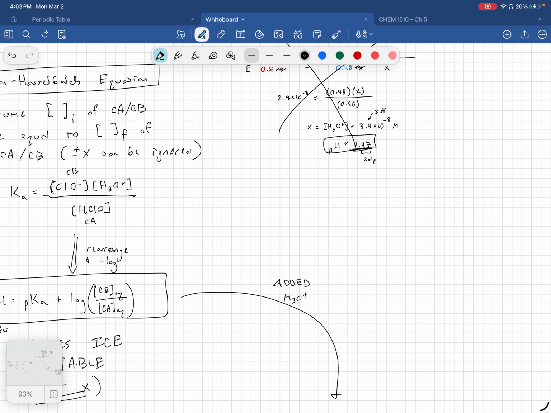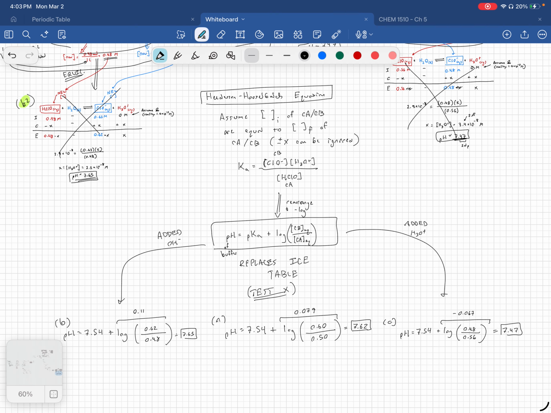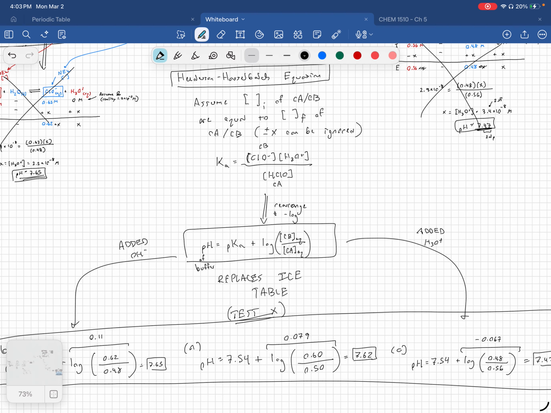And again, that is the pH we got there. So this Henderson-Hasselbalch equation is a shortcut to skip doing an ice table, as long as x is not significant, as long as we don't have to use a quadratic to solve for what x is, and thus in this case, the H3O plus concentration. That concludes solving this problem.